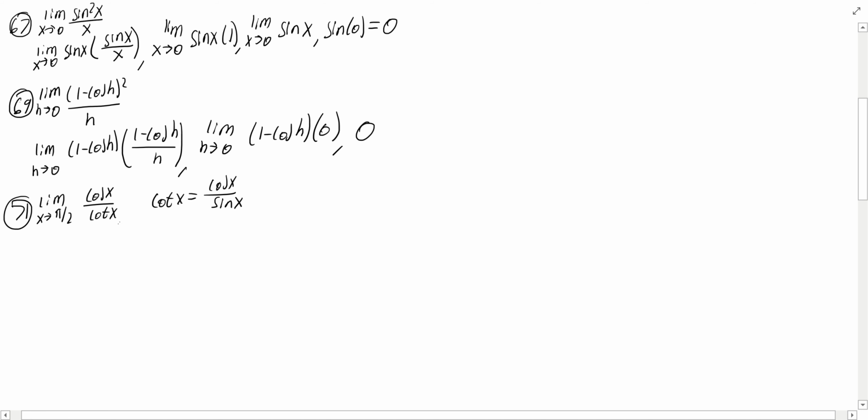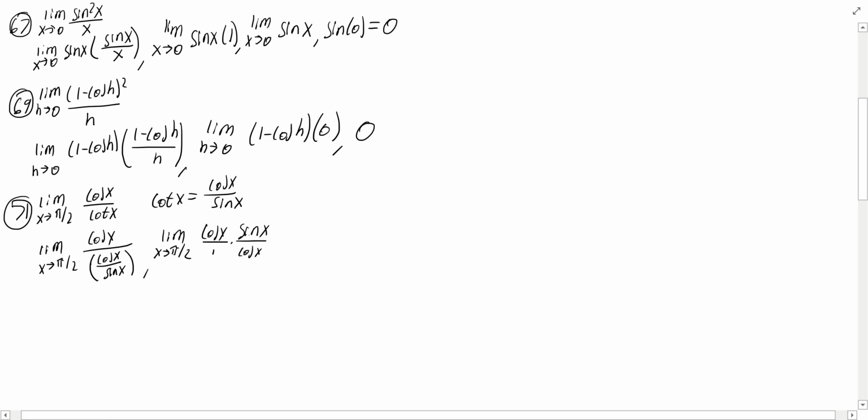So what we're going to do is we're going to say the limit as x goes to pi over 2 is cosine of x over cosine of x over sine of x. And now, because this is a complex fraction, we're going to try and make it a normal fraction. We're going to take this cosine of x over 1 times, then we're going to flip the cosine of x over sine of x into sine of x over cosine of x.